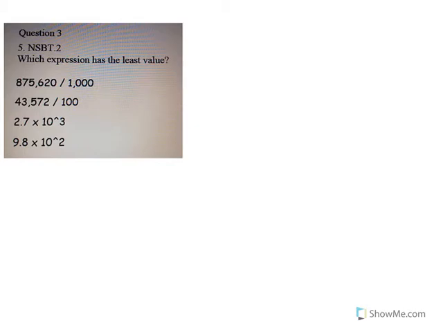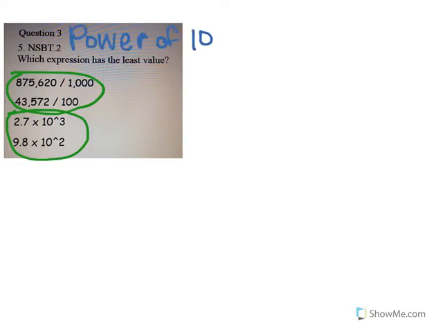Which expression has the least value? Okay, I'm going to have to work each one of these out to figure out which one has the least value. But before I do that, I just want to look at what operations I need to do. It seems like these two are going to be dividing, and these two are going to be multiplying. And I'm also noticing that I'm going to use the power of 10.